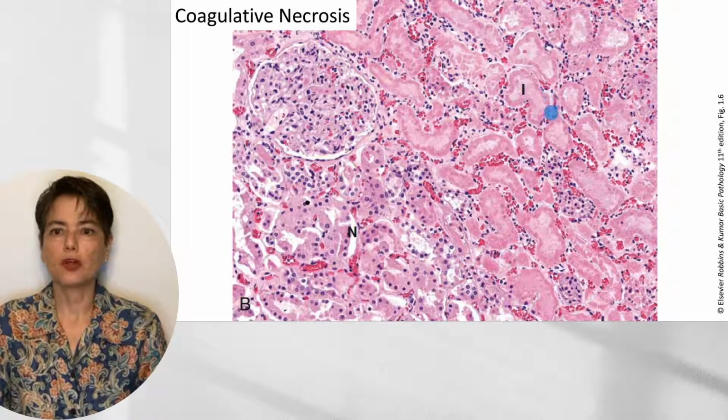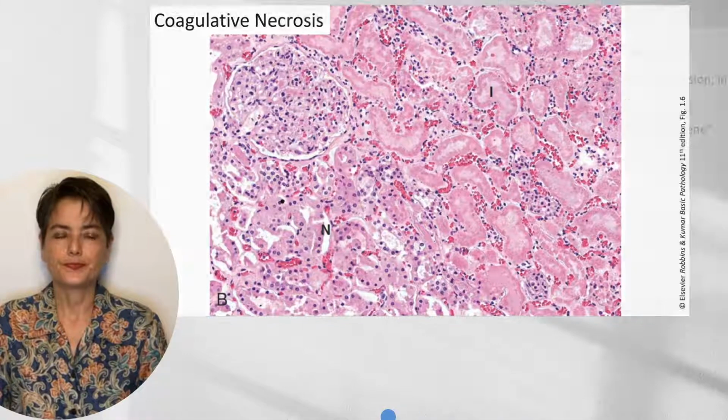So you can see we've lost all of our nuclei. They've disappeared. It's perhaps a little bit more eosinophilic than the tubular cells that we see here. And then notice this inflammatory infiltrate, all these little blue cells percolating through. They're coming in slowly from this viable tissue in order to digest these.